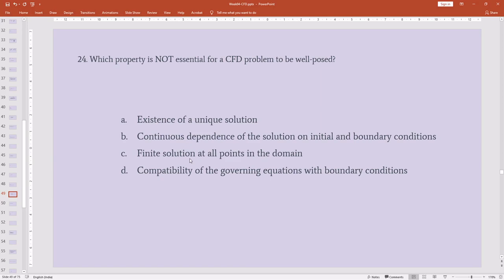Option A, existence of a unique solution. Option B, continuous dependence of the solution on initial and boundary conditions. Option C, finite solution at all points in the domain. Option D, compatibility of governing equation with the boundary conditions. You can inbox your answer. It is from the definition of well-posedness of a CFD problem.